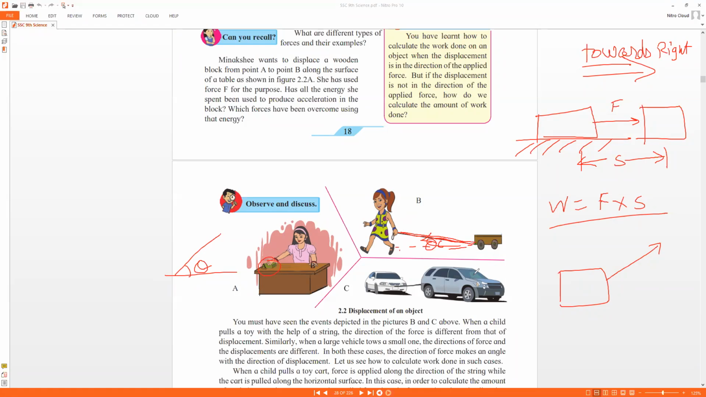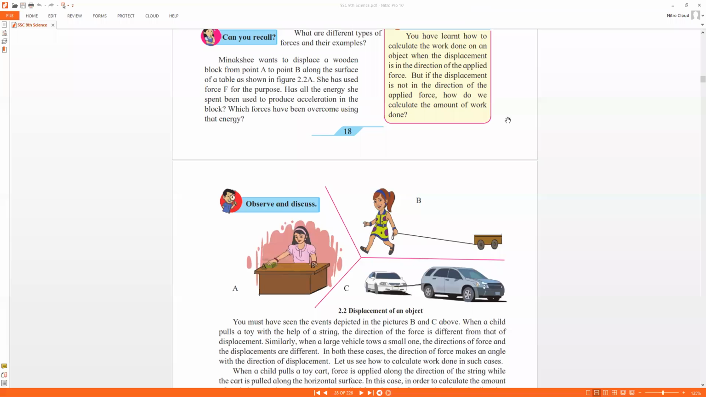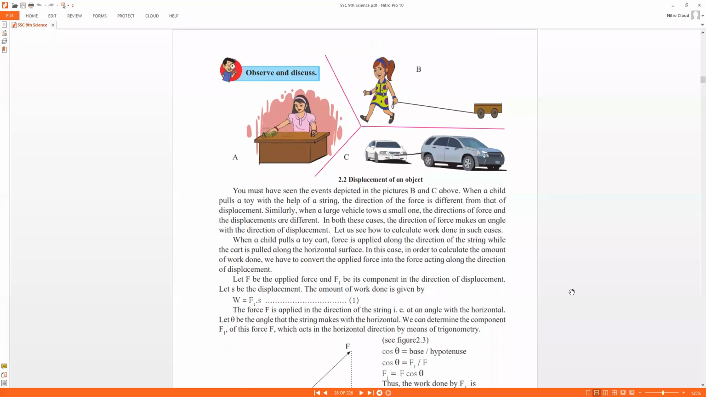It is inclined. Similarly, one car is towing another car. This string is not horizontal. It is at a certain angle. So what if the force is not in a horizontal direction, but in an inclined direction? What do we need to do in that case? We need to use a trigonometric ratio.